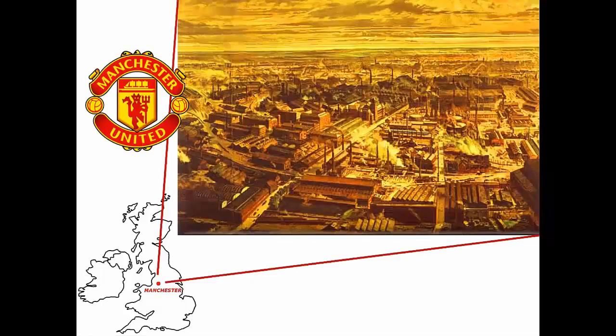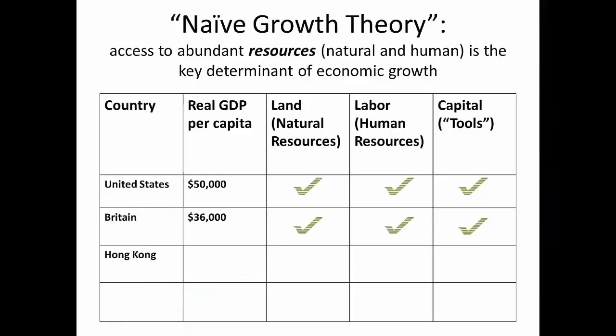The iconic example in my mind would be Manchester, which was the seat of the Industrial Revolution in Great Britain, starting sometime in the 1700s. Here's a picture of Manchester from probably around 1900. You can see the city's basically one big factory. You're probably familiar with the soccer club, but when I think of Manchester, I think of the industry and the capital and the resources being turned into useful products for the mass of consumers. And this is what starts to raise the real GDP per capita in places like Britain at the beginning of the Industrial Revolution. So the US and Britain fit well with the naive growth theory.